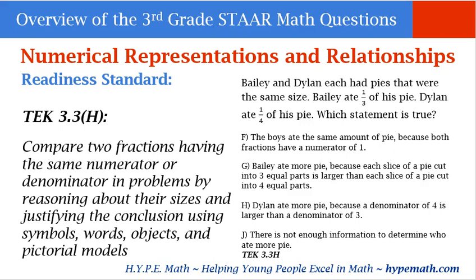So in our question, it says Bailey and Dylan each had pies that were the same size. Bailey ate 1/3 of his pie. Dylan ate 1/4 of his pie. Which statement is true? So based on this information, your student had to look at the different answer choices to reason which was the correct answer.